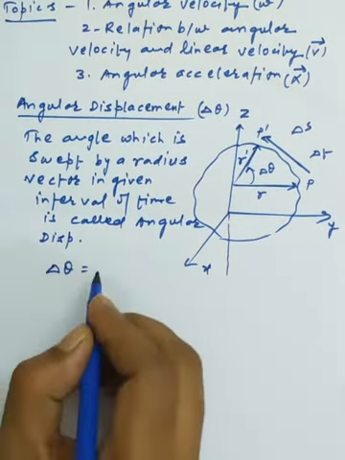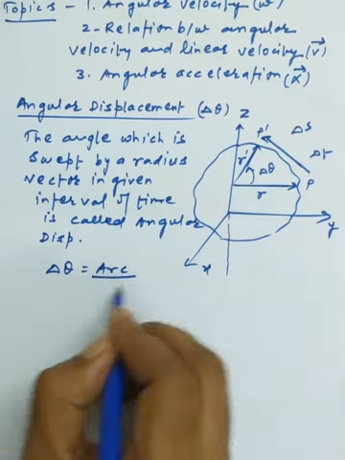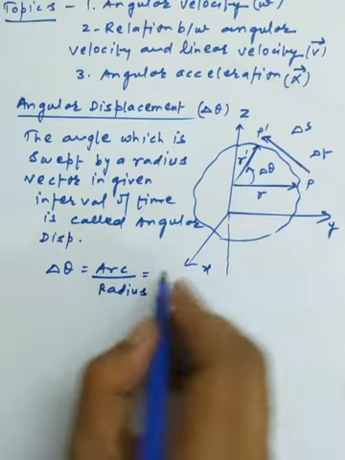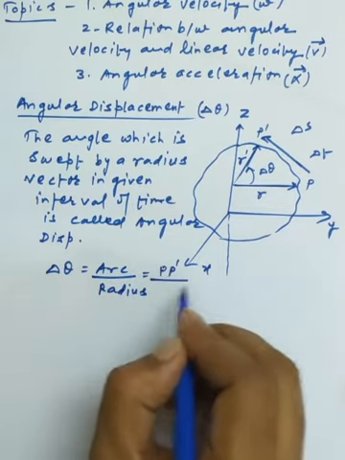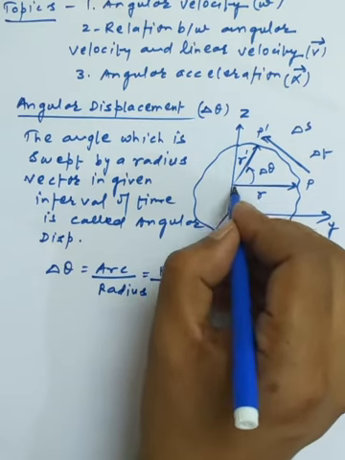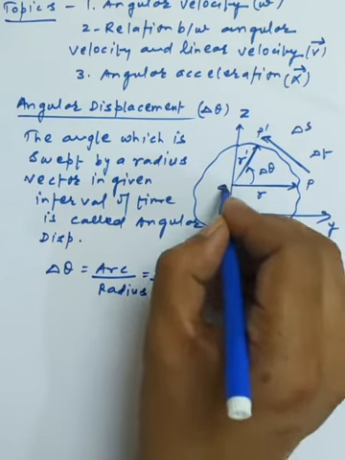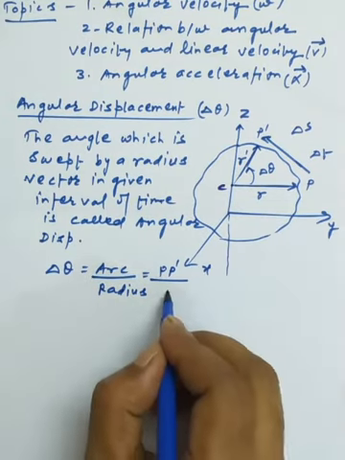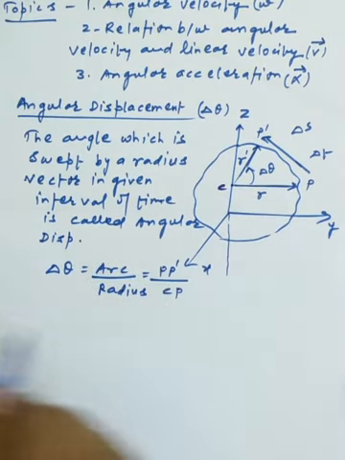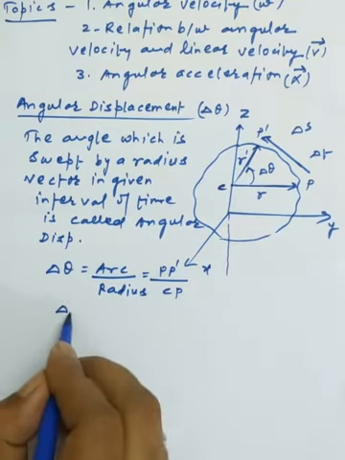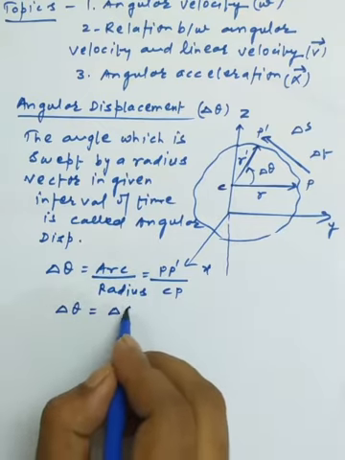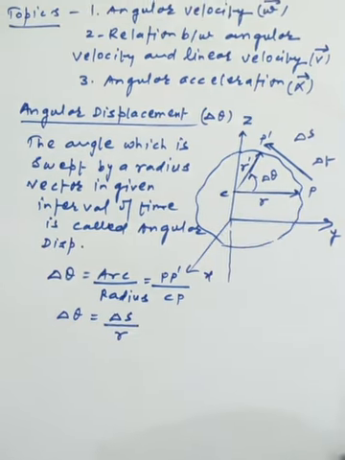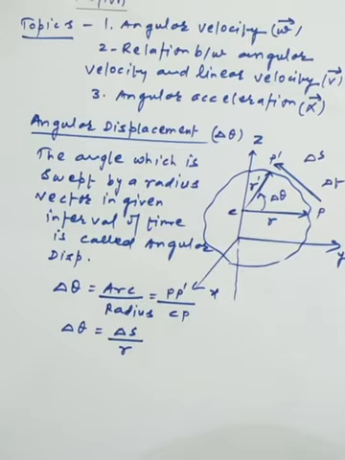Easily we can say that delta theta is simply arc upon radius. The arc is p dash, divided by the radius. Because this point has no notation, the center C, I am just writing the radius as cp. So simply we can state that delta theta is equal to delta s upon r. This is the basic meaning of angular displacement.